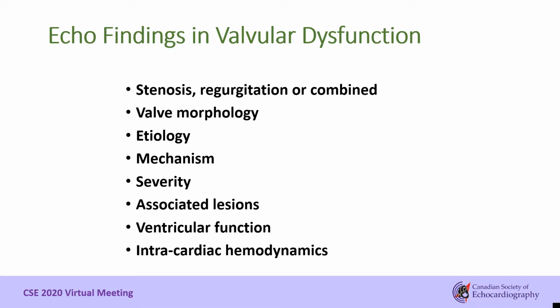Echo is essential in the assessment of valvular heart disease. Not only can we learn the type of valvular dysfunction, we also gain insight into the etiology, mechanism, and severity of the dysfunction. Furthermore, a good understanding of intracardiac hemodynamics, such as filling pressures and pulmonary artery pressures, can frequently be obtained.